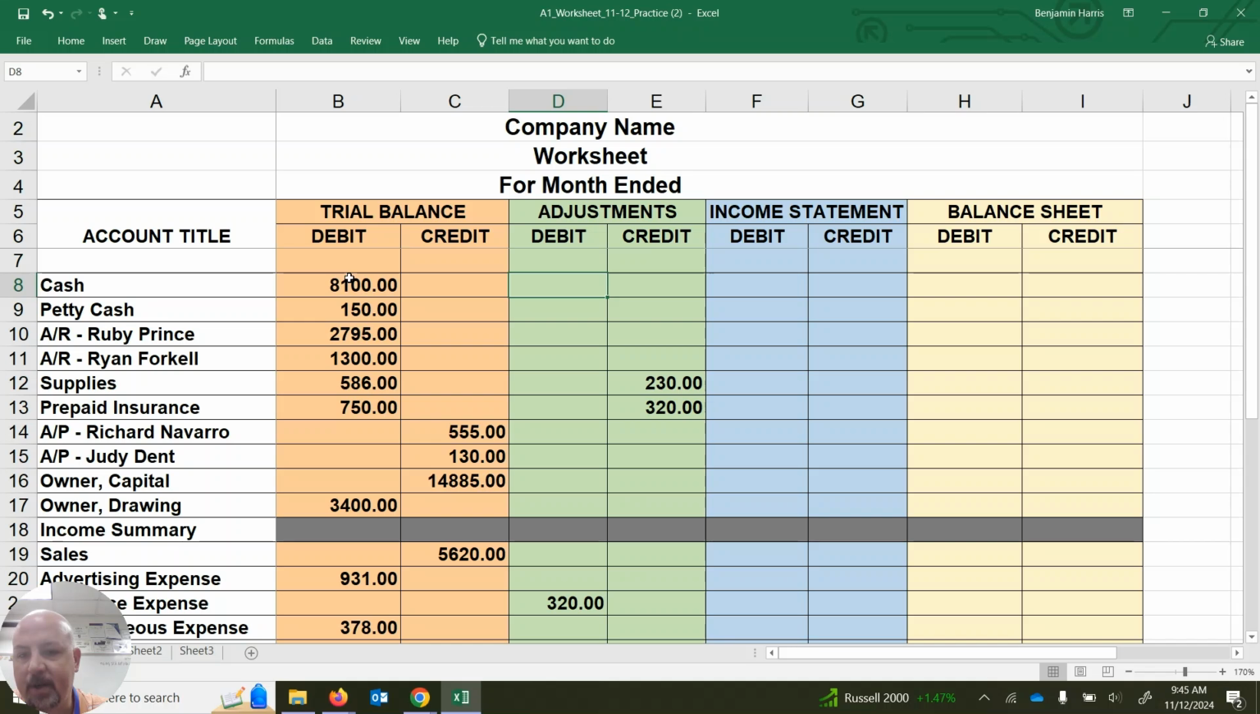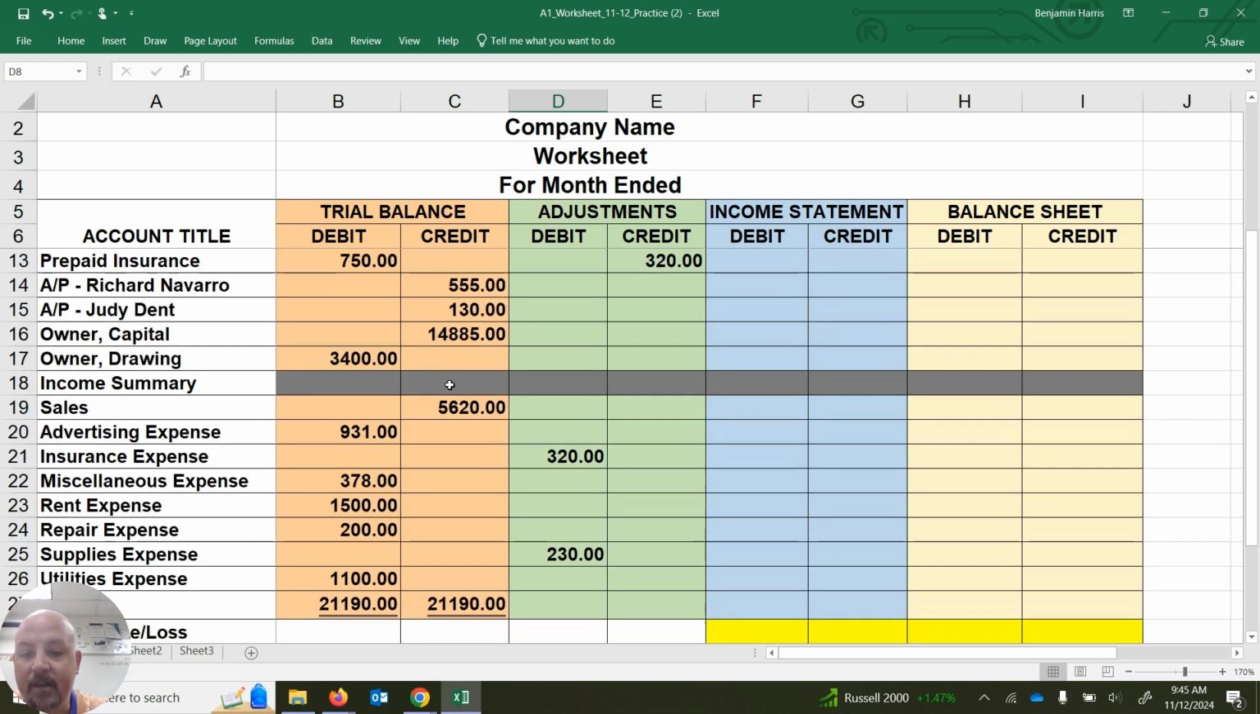in this video, we're just going to talk about how to complete a worksheet. So as you can see in the trial balance columns here, we have all of our assets in here as debits. We have our payables in here as credits. Our capital amount is a credit. Our drawing is a debit. Down below the line, we have a sales amount, which is credit, and all of our expenses that are debits here. And at the bottom, we have our totals.